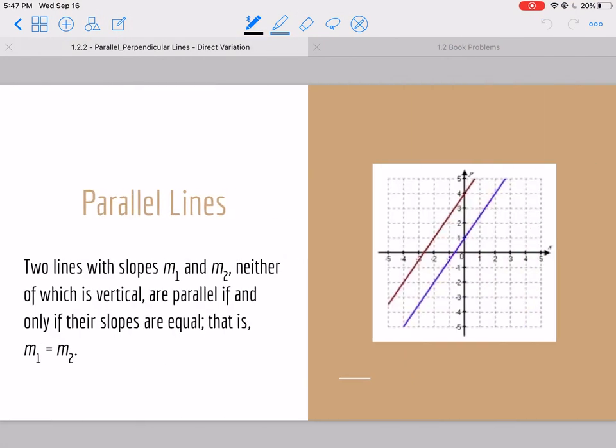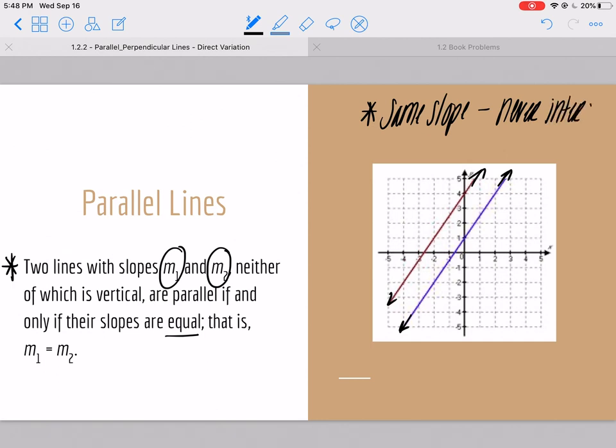All right, so parallel lines. Like I just said in the warm-up, parallel lines are ones that never intersect, so they look something like this. This is the definition over here, written over here, that your book has. So it just says 2 lines with these 2 slopes are parallel if and only if their slopes are equal. So that's the main thing that you need to write down about parallel lines, is they have the same slope and they never intersect.